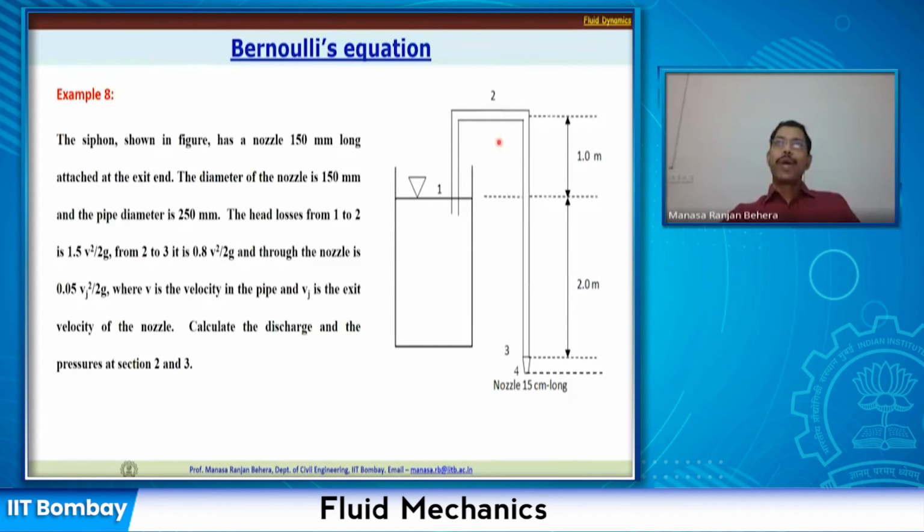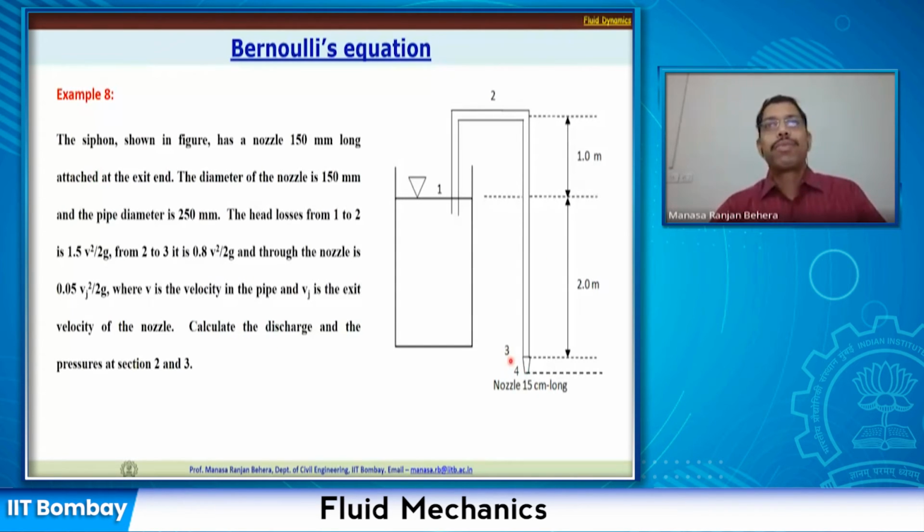Okay, and from point 2 to 3 it is given as 0.8 v square by 2g, and through the nozzle it is given as 0.05 vj square by 2g. Here v and vj are the velocity in the pipe and nozzle respectively. So the velocity in the pipe is v and the velocity through the nozzle is vj. Now the question is asking you to calculate the discharge through this system and the pressure at section 2 as well as at section 3. Now we have to answer what is the pressure at section 2 and section 3.